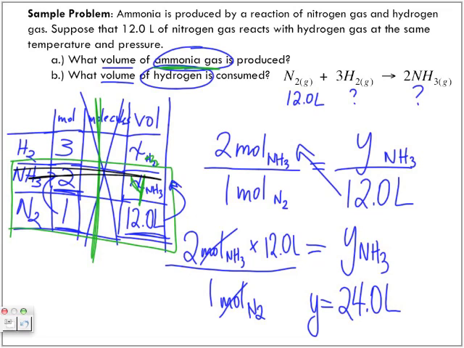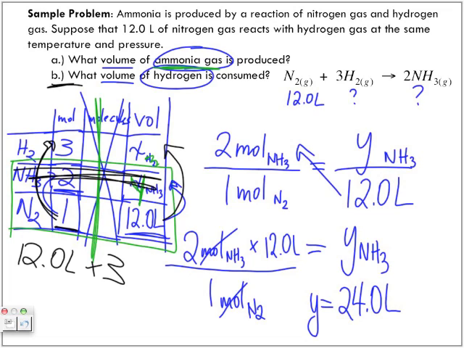let's ignore this one, because the next part of the question asks us for the volume of the hydrogen that's consumed. We can go through these steps as we did with the ammonia, or we can look at what we've got. We're going from 1 mole of nitrogen to 3 moles of hydrogen, according to the ratio. So it's a 1 to 3 ratio, which means 12.0 liters is going to be multiplied by 3, which will give us a volume of 36.0 liters of hydrogen gas.